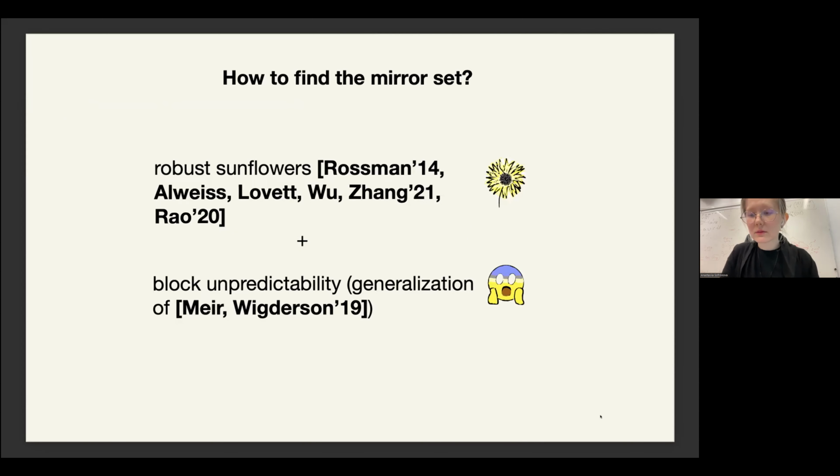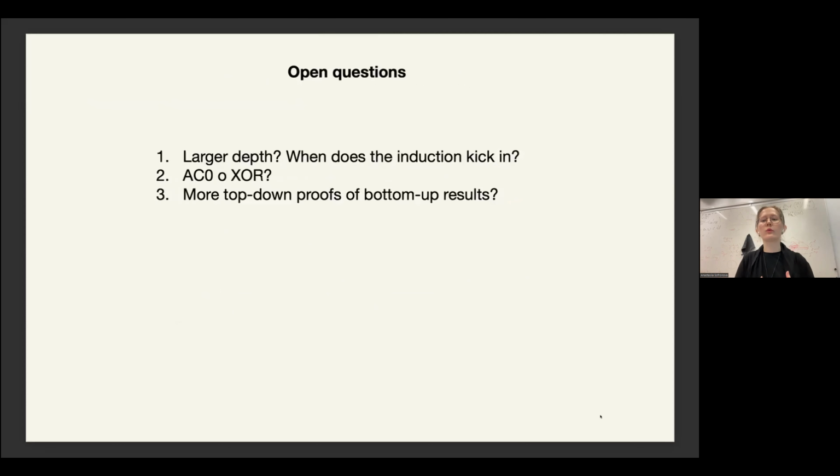Yeah, that's it, I think. And let me just go over some open questions. The first one is really obvious. We would like to get this to some larger depth. Can we do this for depth 5? Can we do this for depth 6? Can we do this eventually for all constant depth? Do we get anything for depth 5, or does this mirror set thingy break down completely after depth 4?